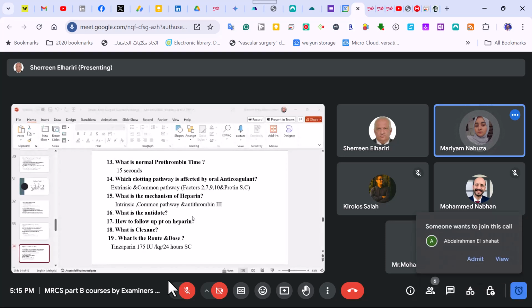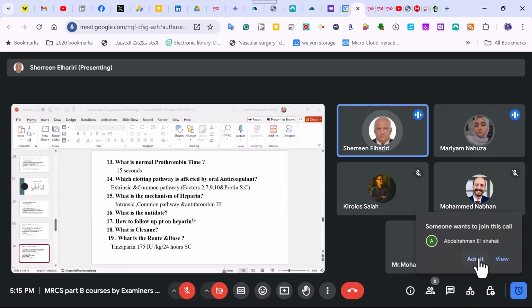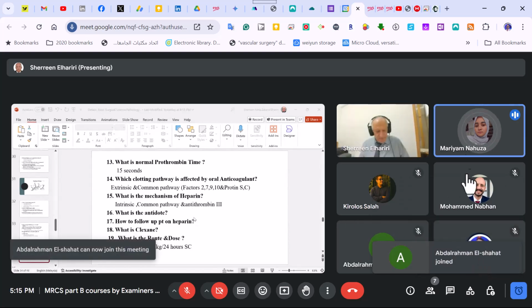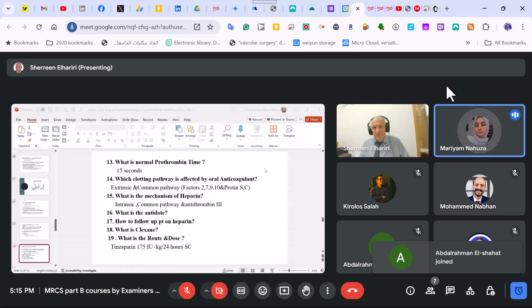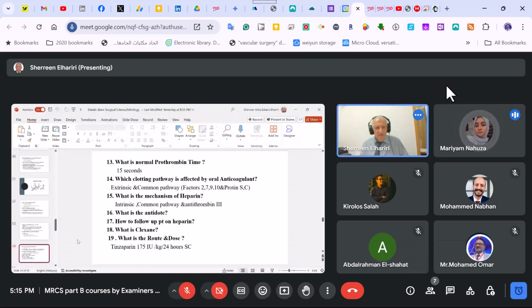Heparin is intrinsic. Intrinsic and common pathway. What is the antidote of heparin? Protamine sulfate. Why do we have to follow it up? APTT. What does APTT mean? Activated partial thromboplastin time. All right.